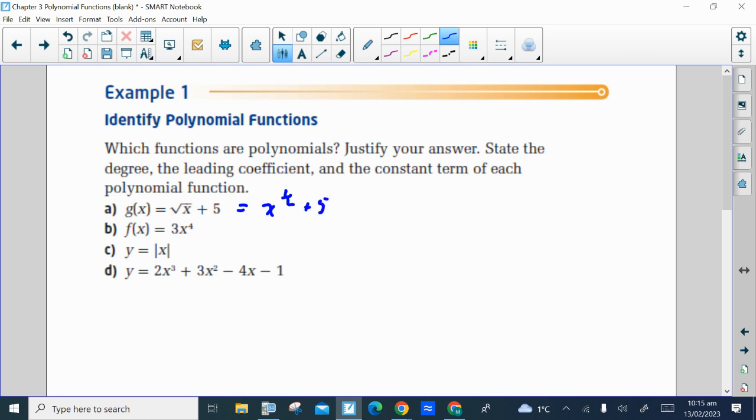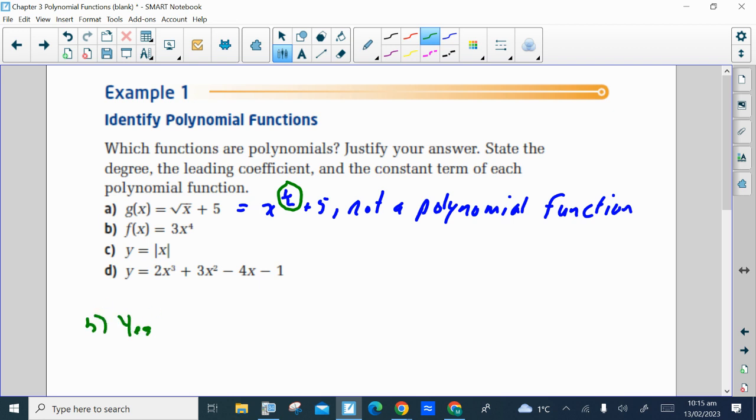Remember we said that in order for it to be a polynomial function, the degree or the power must belong to the set of whole numbers. This is a rational number, power 1/2. So this is not a polynomial function because of the exponent 1/2. The second one, though, is a polynomial function because the coefficient is a real number and the exponent, the power 4, is a whole number.